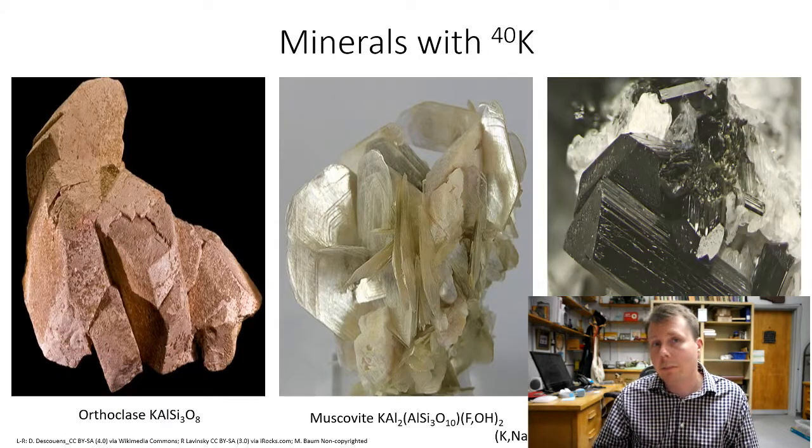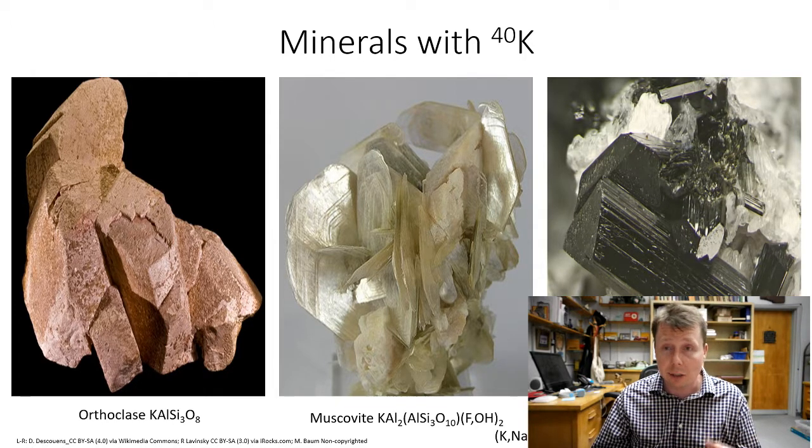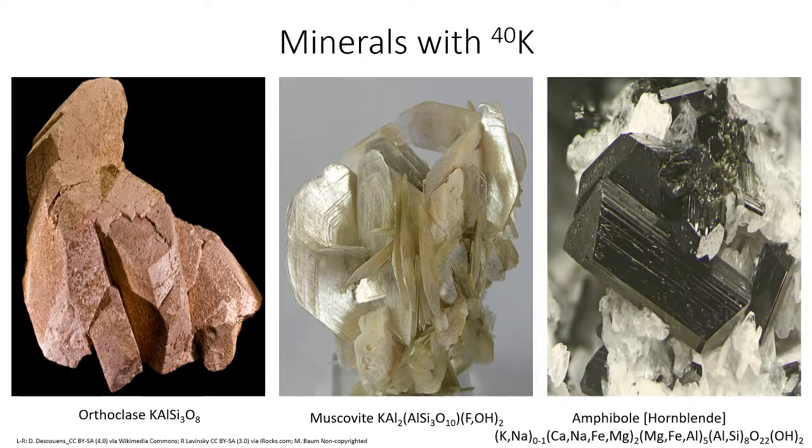Now I'm going to show you some different minerals. These are 3 different minerals. We have orthoclase, muscovite, and amphibole. While these minerals all have incredibly different properties, different colors, different cleavage types, different crystal habits, different hardness, all of these do have one thing in common. If you look at the chemical formulas below each of the pictures, you will see that potassium is somewhere in there, usually towards the front. And if it has potassium, there's a very good chance that it's going to have potassium 40. So all of these minerals could be used to radiometrically date a rock.